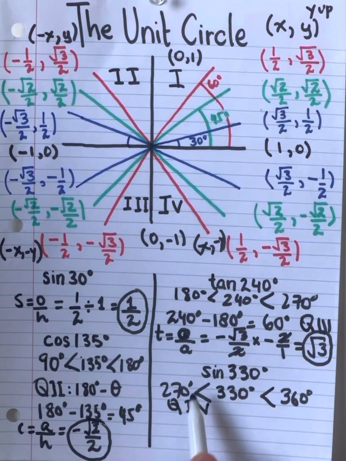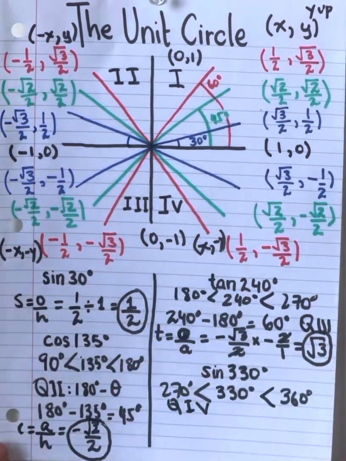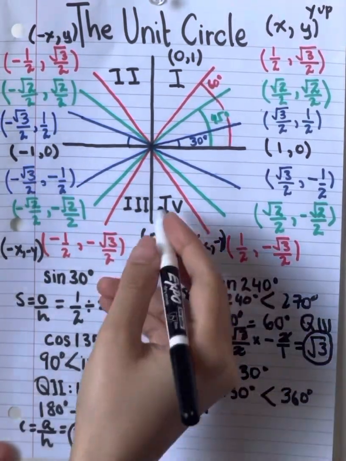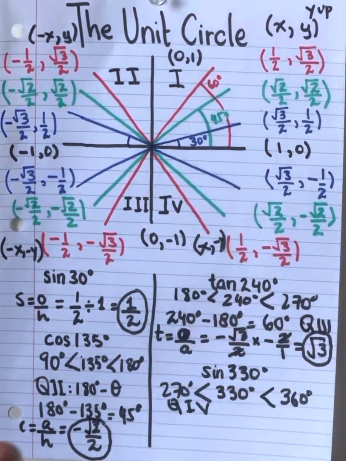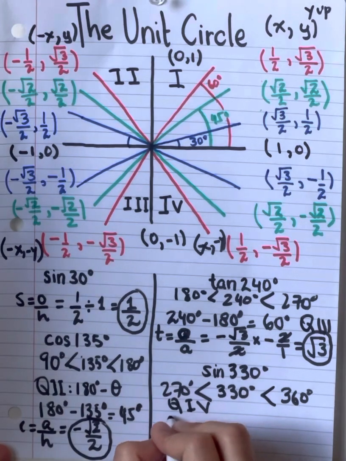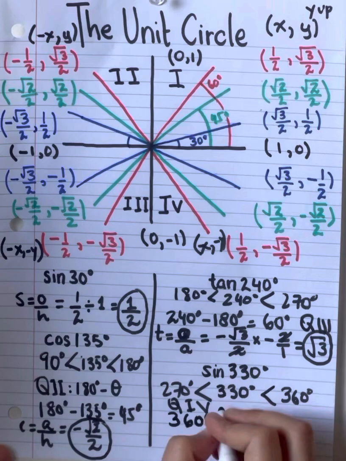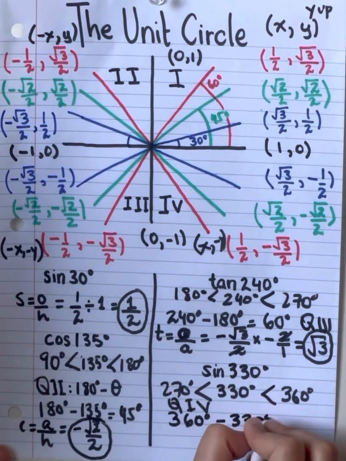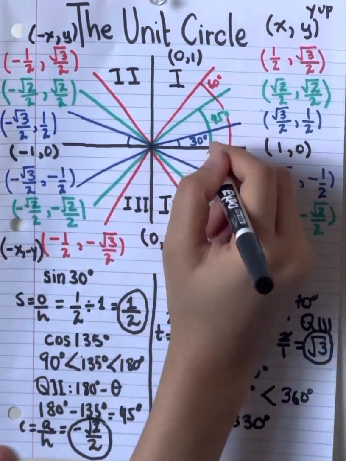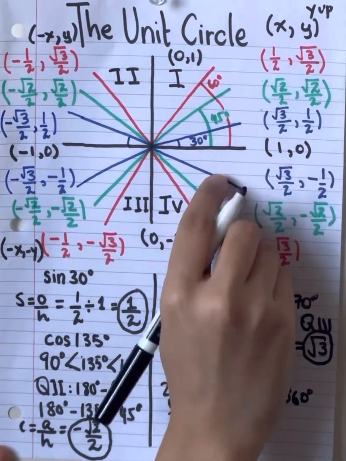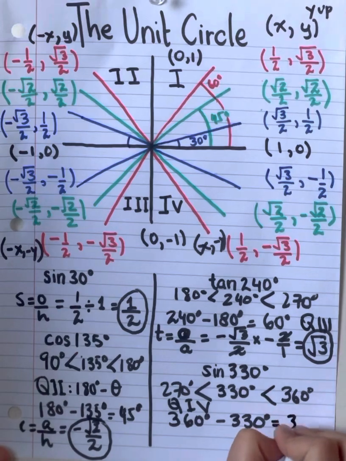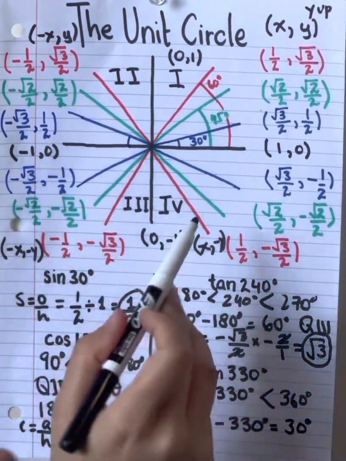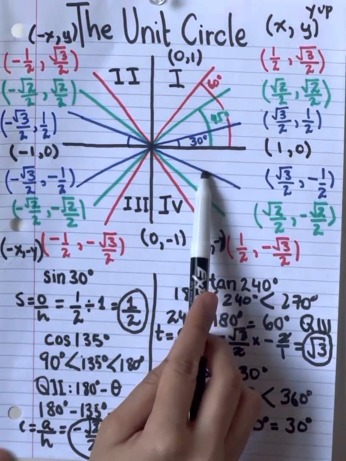Now, since it's in quadrant 4, we have to find out what reference angle it makes in quadrant 4. To find that out, we subtract it from 360. So 360 minus that angle, and then we're going to find which reference angle it makes in quadrant 4, and we get 30 degrees. So it makes 30 degrees in quadrant 4.